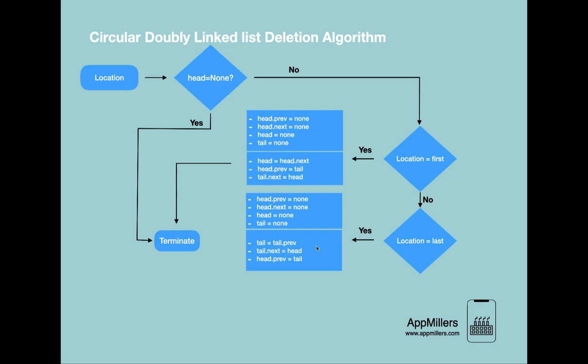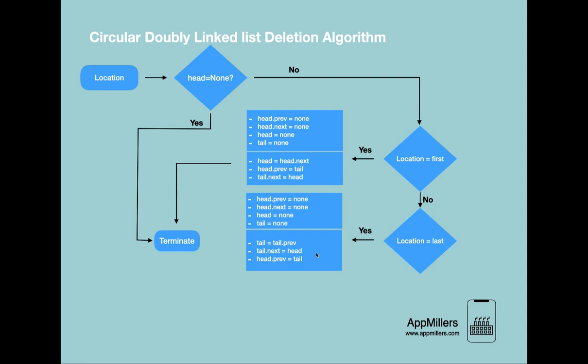Now the next case is if we have more than one node in our circular double linked list and we want to delete the last node from the circular double linked list. The first step over here, we will set tail to the node which is located before the last node. So by setting tail to tail previous, we are doing so. Then we need to create a reference between this node which is located before the last node to the head. So by setting tail next to head, we are creating a link between the node that is located before the last node and the first node.